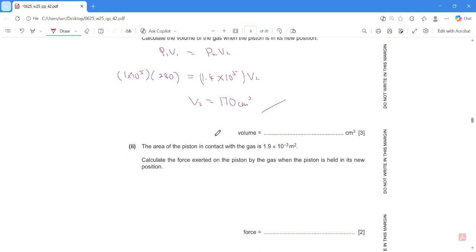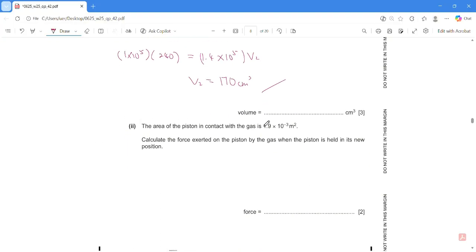Done. Number 2, the area of the piston, force exerted. For this one we have to use the formula P equals F over A, to find the force from the pressure. The force when the piston is in its new position means I have to use the new pressure, which is 1.4 times 10 to the power 5, times the area. Type it in your calculator and we should get 270 Newton.